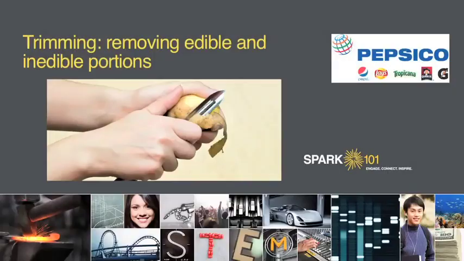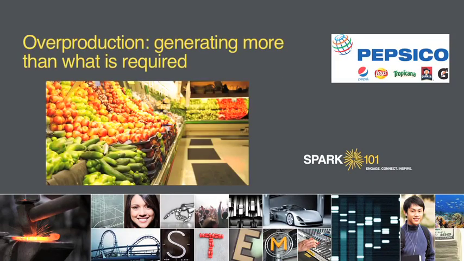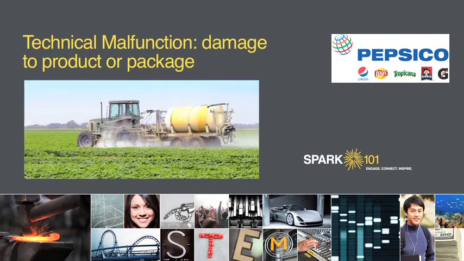Food is often processed and packaged before reaching consumers, and that also generates waste. Trimming, where both edible portions, something like potato skins or peel, or inedible portions such as bones or pits and meat have to be removed. There could be overproduction, more than is required. Sometimes even technical malfunction of the equipment that's processing the food can damage the product or even the package.